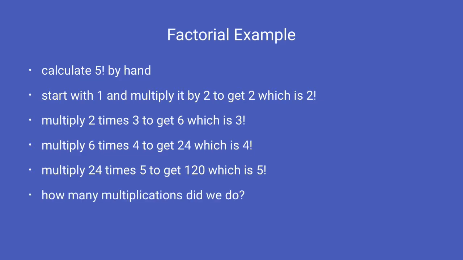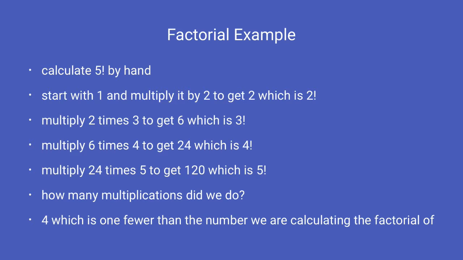How many multiplications did we do? 4, which is 1 fewer than the number we were calculating the factorial of.